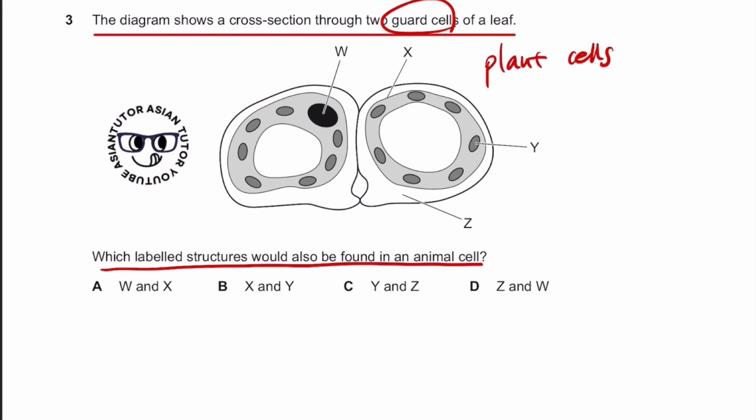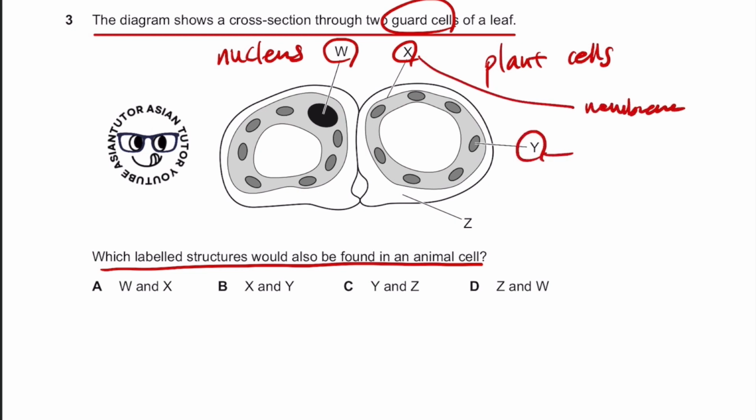So let's look at the structures. As you can see, W should be nucleus, right? Because it's the biggest circle. X looks like it's a membrane. Y looks like it's chloroplast. Z looks like it's cell wall.